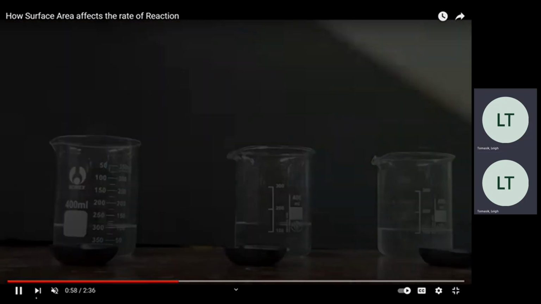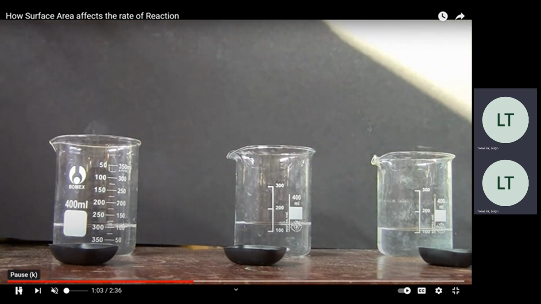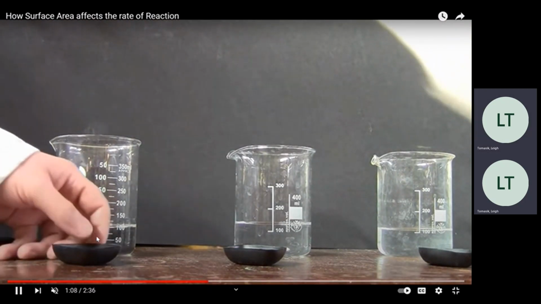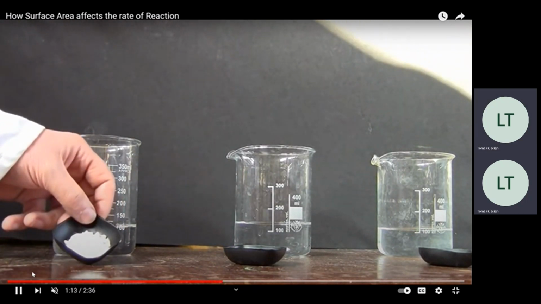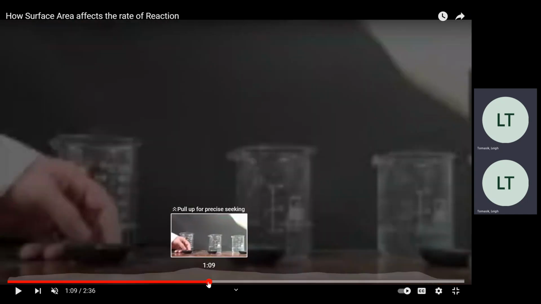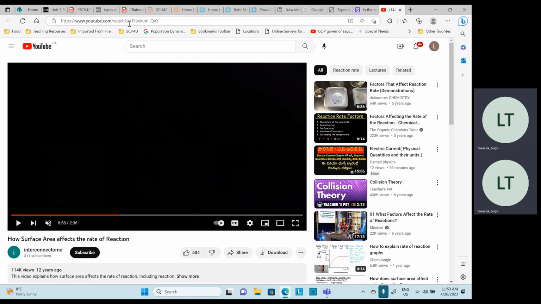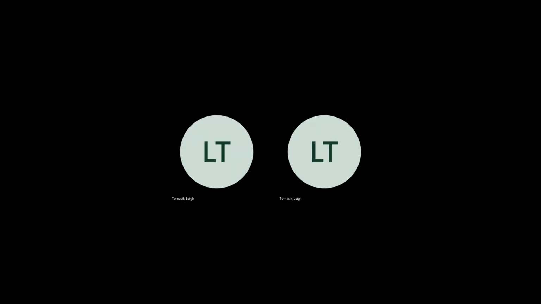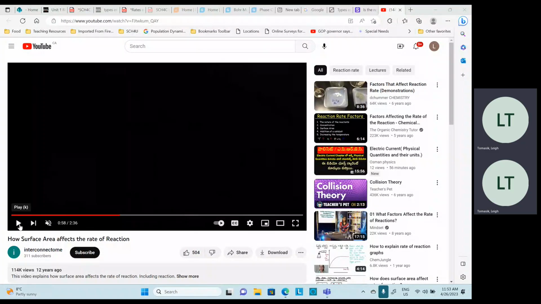So what does this mean? We have an experiment here with 3 beakers of acid, and 3 types of substance that we're going to put into them. I don't know if you can hear this. We'll listen to this guy, even though he can't count. Let me reshare my screen. Gotta make sure we have the sound. Okay.